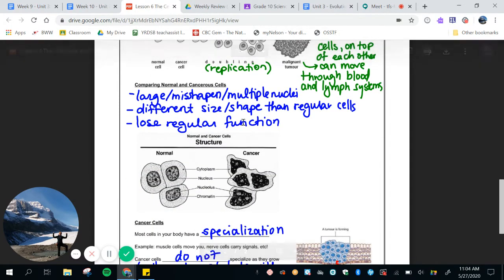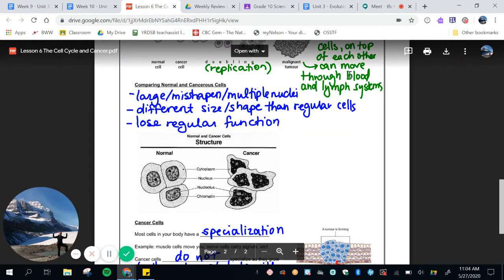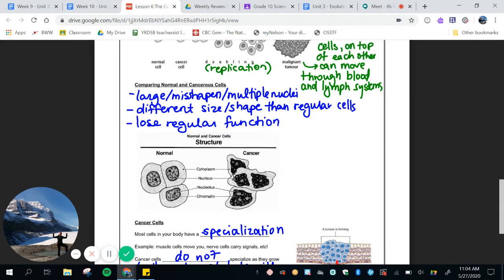A couple of things about how the cells actually look as well. And I mentioned here they can move through the blood and lymphatic system. The blood system is like your veins and arteries. The lymphatic system is part of your immune system, sending around those really great cells that fight off bacteria and viruses and so on. Again, more about this you can watch in the videos just below if you're interested. But I want to compare when we look at normal and cancer cells.